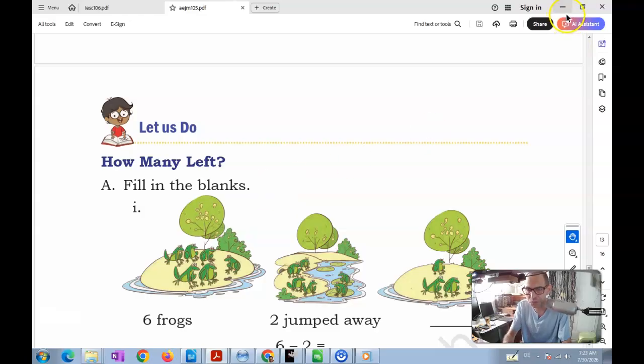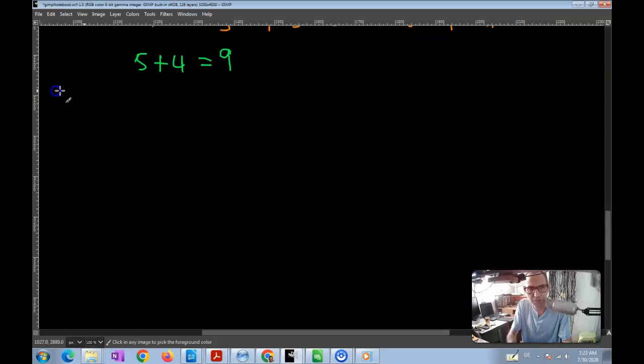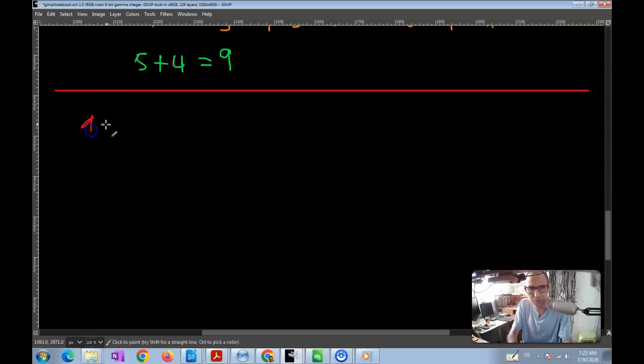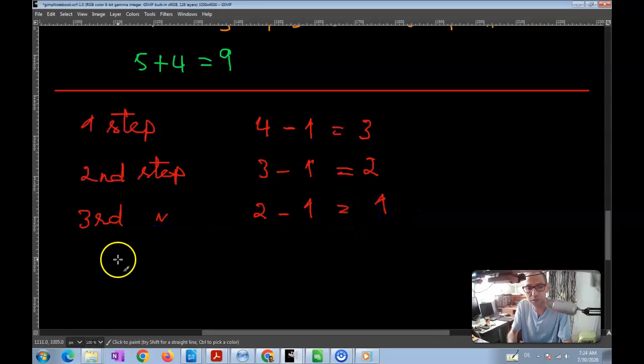And then if you were to write it down, you can write it down this way. In the first step, we had 4 kids in the bus, and then we lose one of them, and so we are left with 3 kids. In the second step, we have 3 kids in the bus, we lose one of them, and we are left with 2 kids. In the third step, we had 2 kids in the bus, we lose one of them, and we are left with 1 kid.